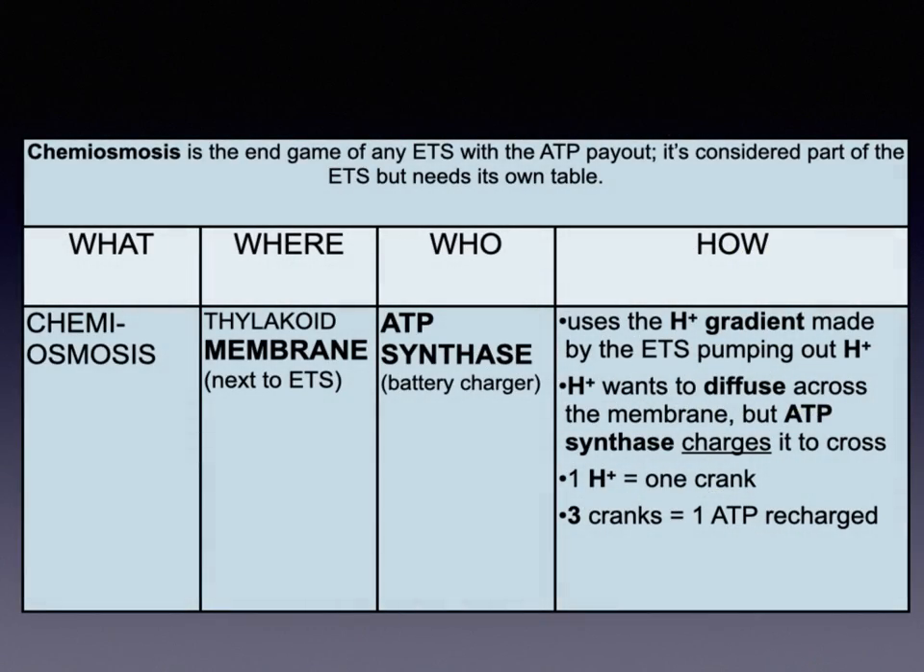Here is the table that you filled out several times in class. And what is chemiosmosis? Where is the thylakoid membrane? Who is the battery charger, ATP synthase? And how it uses that gradient. It wants to diffuse across, but it will charge it to cross. 1 proton is 1 crank, and 3 cranks get you 1 ATP.